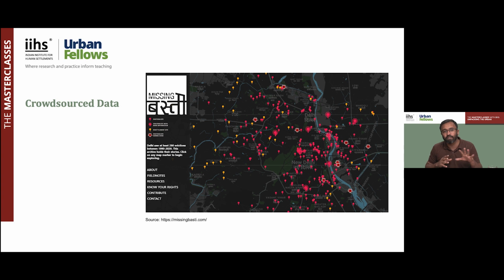We'll quickly move on to another example, which is a crowdsourced data example. At a city neighborhood level, this project called Missing Basti has mapped out evictions from slum areas across the city of Delhi, right? So we can see different categories of evictions across the geography, and a lot of this data is crowdsourced, cleaned, and aggregated by a team of volunteers. So this is another possibility for you to get access to really fine resolution data.